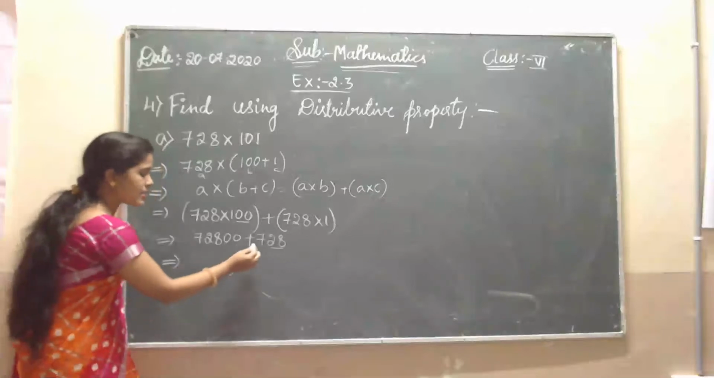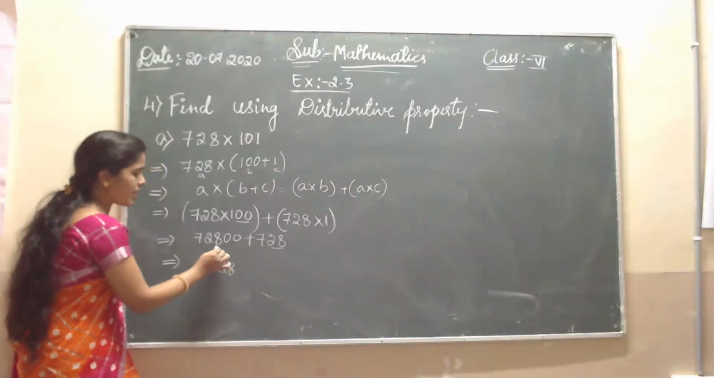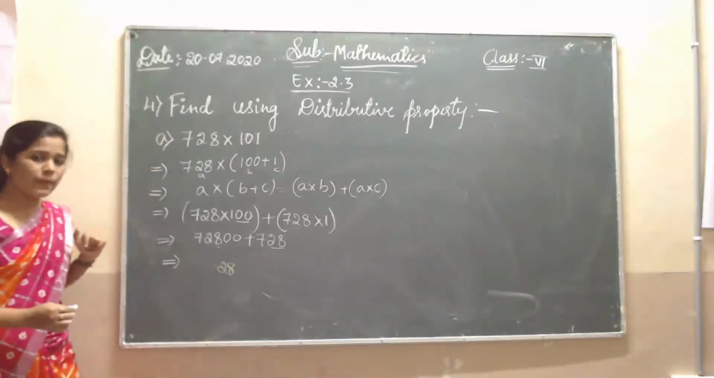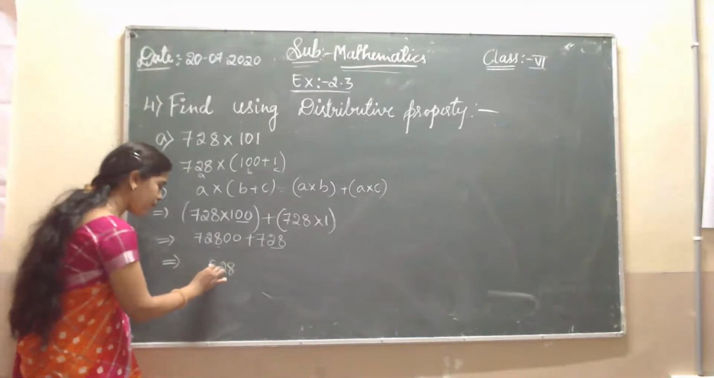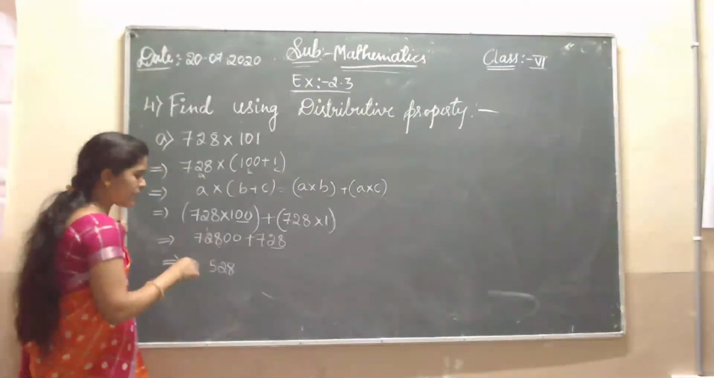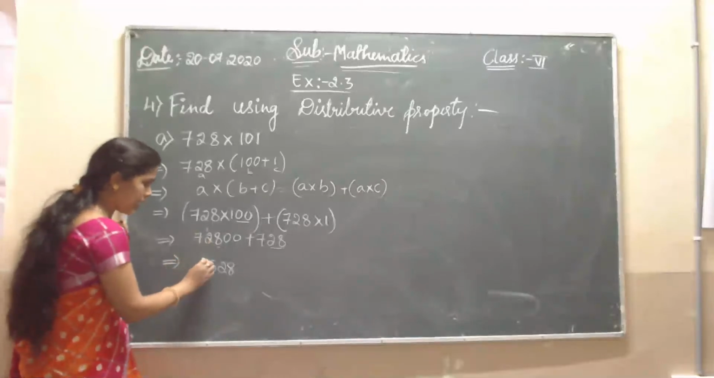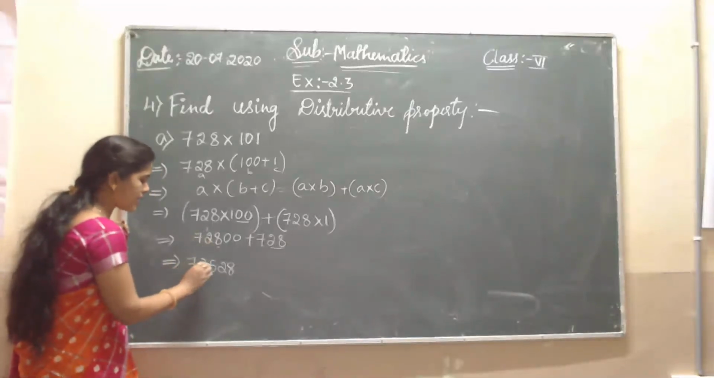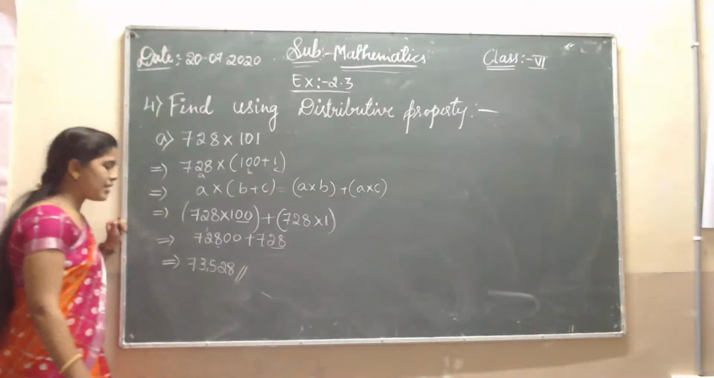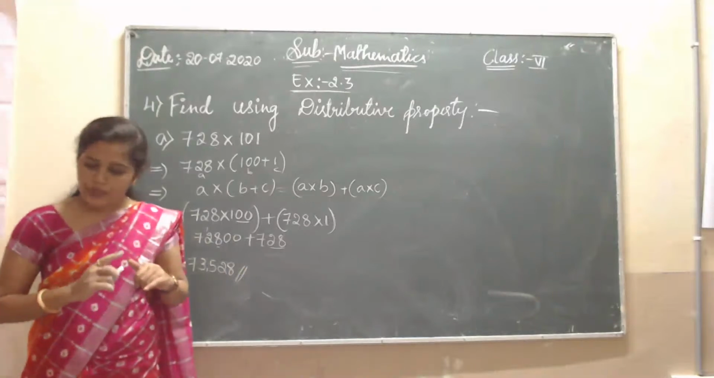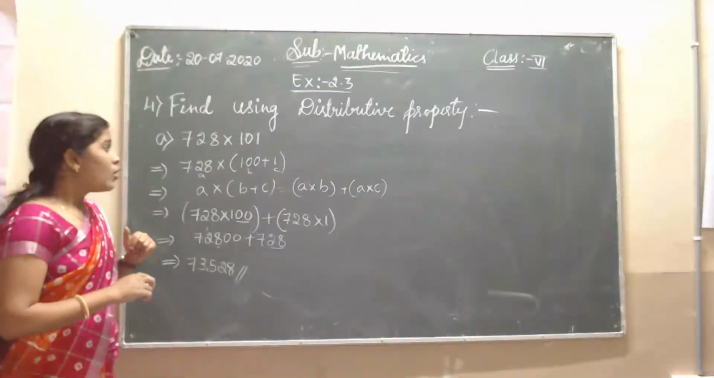28 keep as it is. Your third number is 7 and your third number is 8. 7 plus 8 is 15. 5, 1 carry, 2 plus 1 is 3, and keep 7 as it is. So your answer is 73,528. Yes. Hope you understood.